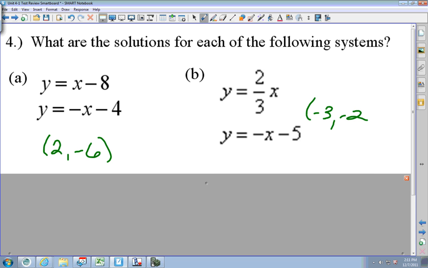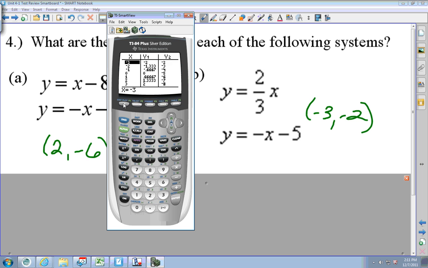(-3, -2). Now remember, the other way to do this, go to y equals and put it in there. Go second trace, 5 for intersect. Let the two lines graph first. Press enter 3 times. There it is, (-3, -2).